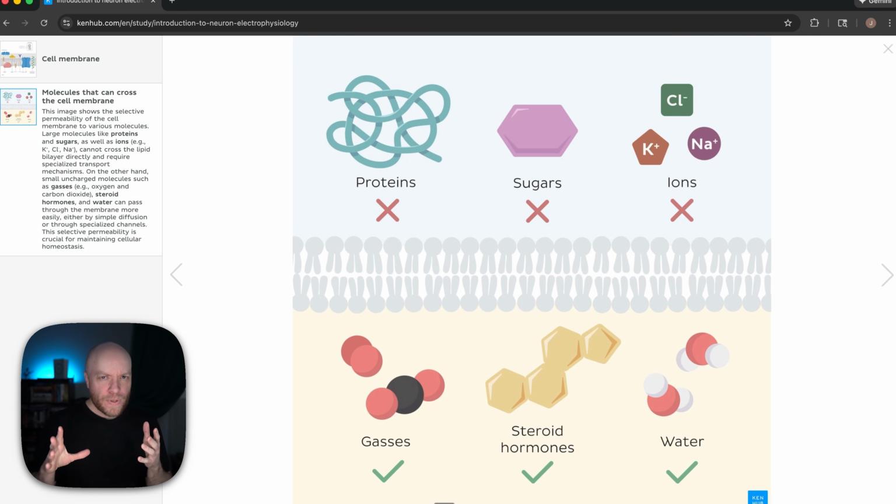That is all happening through diffusion. That's just following gradients, right? There's less oxygen in here than there is here, so the oxygen naturally wants to go this way, and the carbon dioxide wants to go this way.